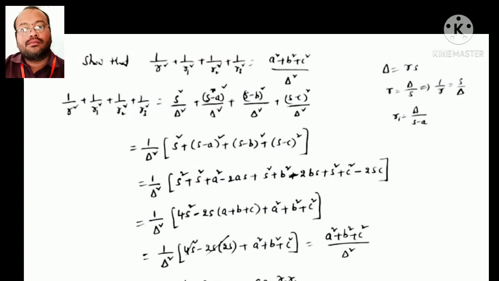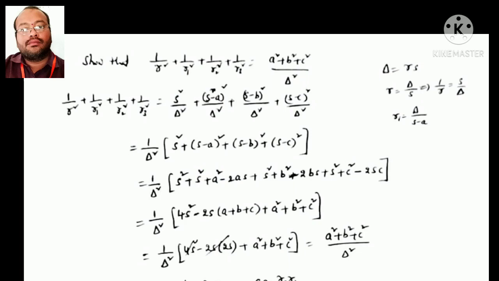Now replace r1 value, r2 value and r3 value in the LHS part. We can get s square by delta square plus s minus a whole square by delta square plus s minus b whole square by delta square plus s minus c whole square by delta square. Then 1 by delta square common, we can get 4s square minus 2s common, a plus b plus c, plus a square plus b square plus c square. Then 1 by delta square into a plus b plus c as 2s.